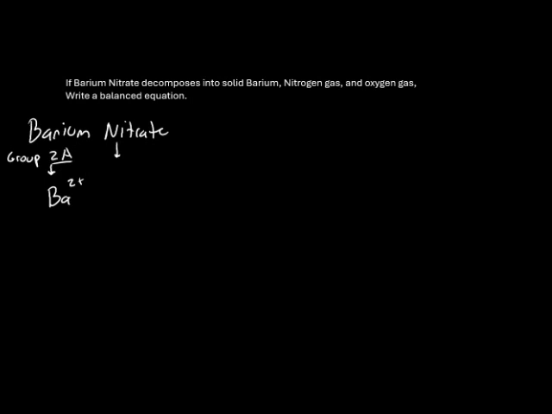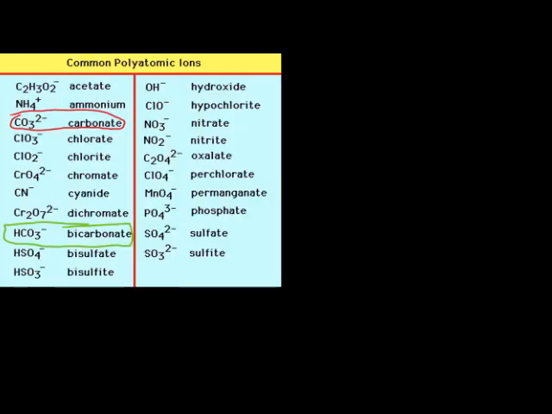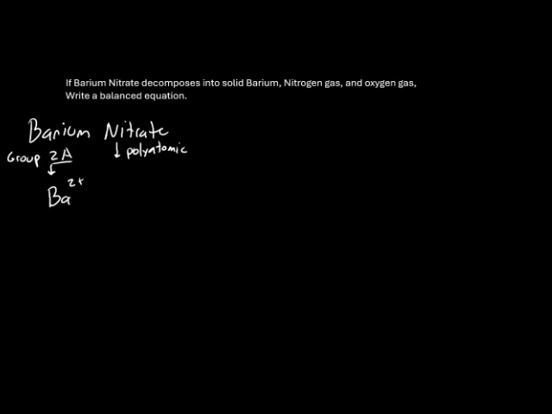Nitrate is not on the periodic table, but it is polyatomic. Once again, we look to our polyatomic ion table. Nitrate is located in the second column, and its formula is NO3 negative. We can think of negative as 1 negative, so we'll write NO3 1 negative. The charge for the barium is 2 positive, and the charge for the nitrate is 1 negative. That means that if we put these together, they will not make a neutral compound. We'll need to use 2 pieces of nitrate.